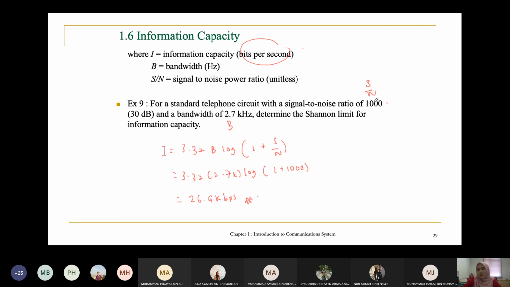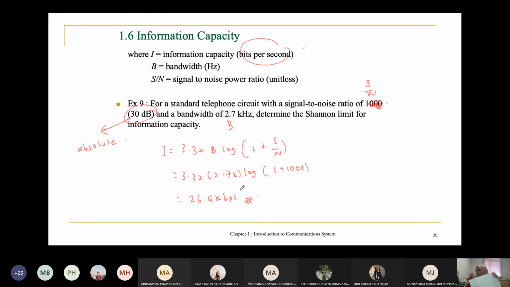So for example, if the question only gives you 30 dB, then in order to calculate the information capacity, you must make sure to convert this first into an absolute value. These things are important. You should know when to convert and when you do not need to convert.